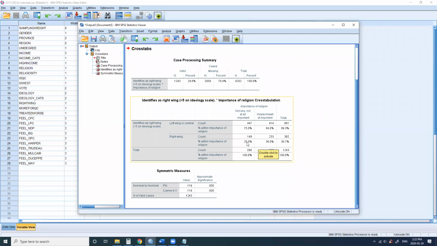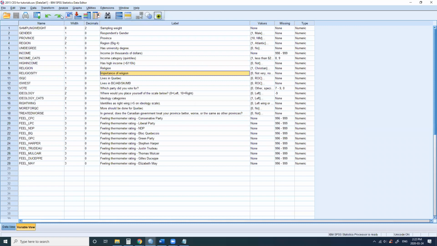However, maybe it's more complex than just religion and ideology. We know that education is another variable which is related to both of these, where people with higher levels of education are both more likely to identify as left-wing or centrist, and they're also more likely to be non-religious. And so we should probably control for that. So we can do that.